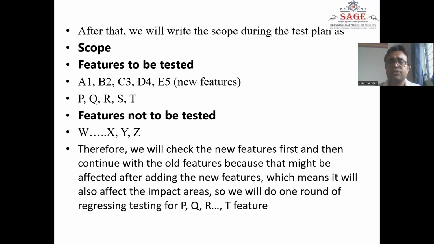Therefore, we will check the new features first and then continue with the old features because they might be affected after adding the new features, which means it will also affect the impact area. So we will do one round of regression testing on PQRST.